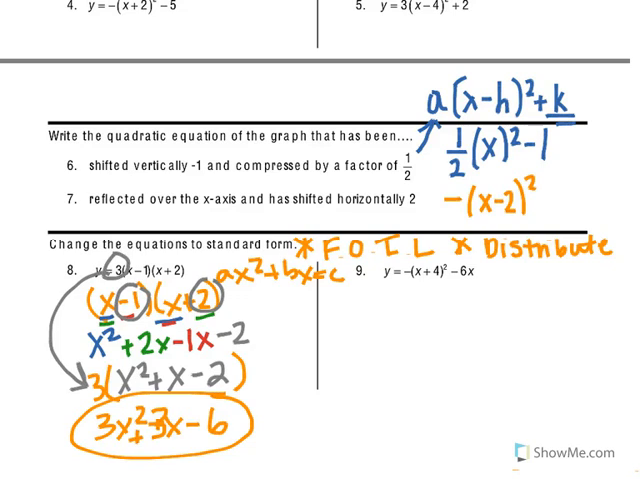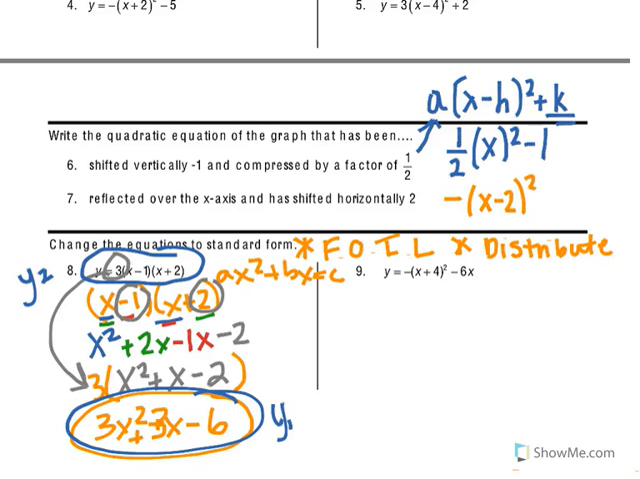And if you want to check yourself, you can always pop this into y equals in your calculator, and then also put this into y equals in your calculator. So you would plug this in for y1 and plug this in for y2, and both graphs should fall on top of each other.